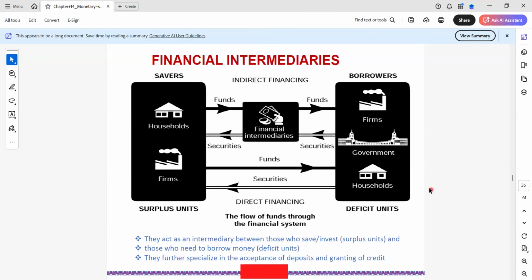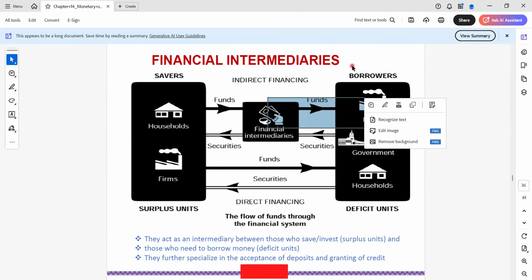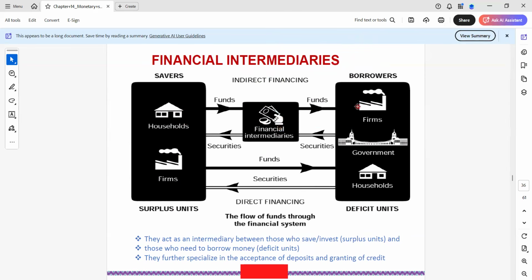Okay, so do you understand this part here? They're basically telling us about financial intermediaries, those are the commercial banks, right? I gave you examples of commercial banks like Absa, Capitec, and so on. They are a link, a middleman, between the savers, those that have surplus funds or surplus units, and the borrowers, those that have deficit units. They act as a middleman because the savers deposit their funds here, and then they also provide credit to the borrowers, which is called indirect financing.